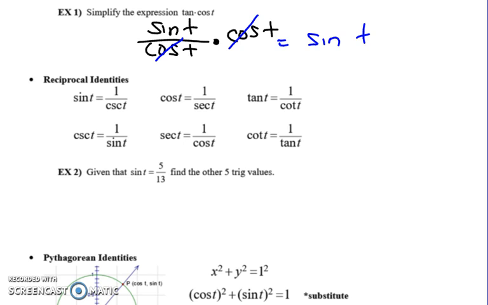Reciprocal identities. These, yes, you will have to remember. So I won't read all of them to you because you're capable of reading them. But notice sine t is the inverse of cosecant: it's 1 over cosecant, cosine is 1 over secant, tangent is 1 over cotangent. Okay? So, much like we've done in the past, if you're given that sine t is equal to 5/13, we can find the other trig functions by drawing our triangle.